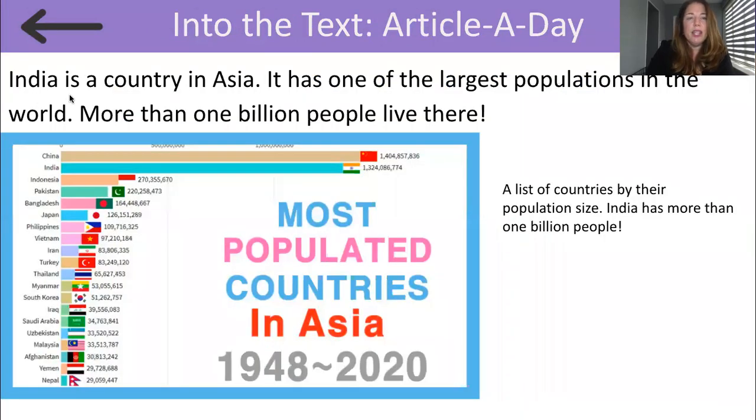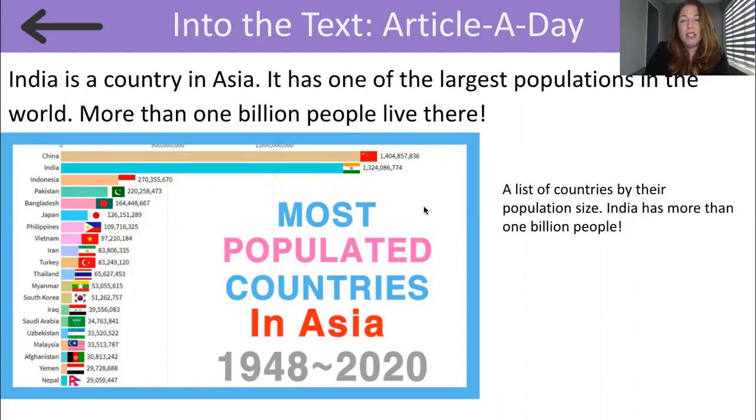India is a country in Asia. It has one of the largest populations in the world. More than 1 billion people live there.